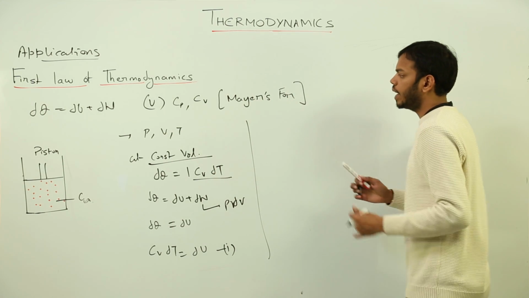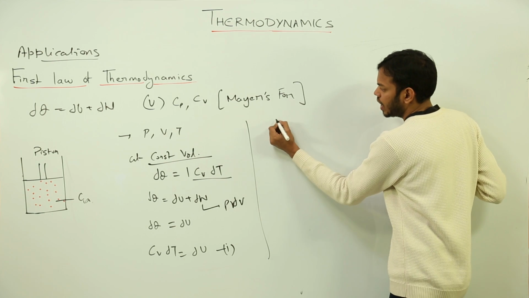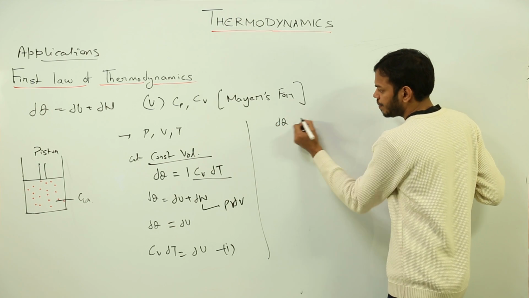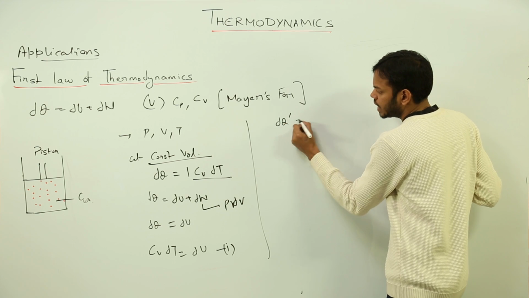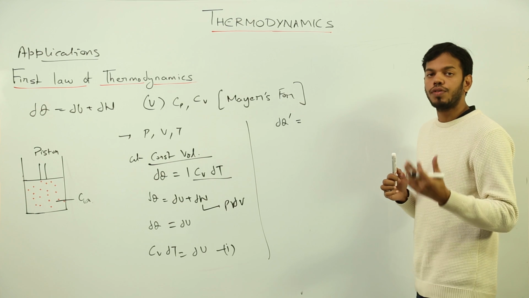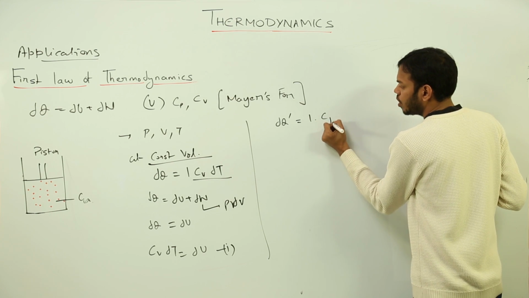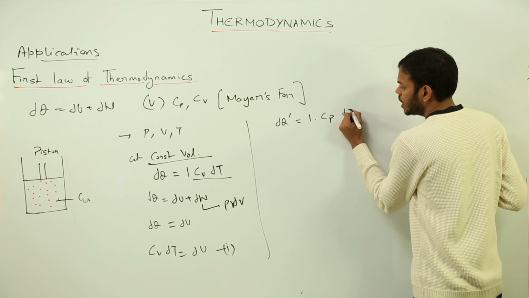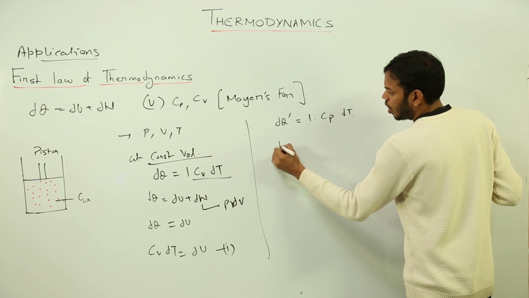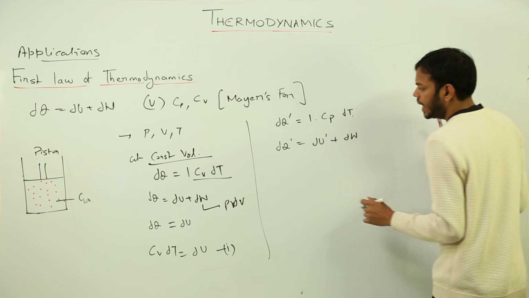Now we are heating the gas at constant pressure. At constant pressure, what will happen? Again dq, let us say dq dash, is equal to what? What is the formula of heat? Q is equal to mcθ. M is 1, C is the specific heat at constant pressure, and the change in temperature is dT. Now according to the law, dq dash would be equal to du dash plus dw.